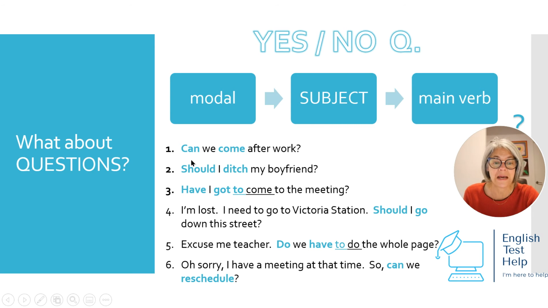Read with me. Number 1, can we come after work? 2, should I ditch my boyfriend? Number 3, have I got to come to the meeting? Number 4, I'm lost. I need to go to Victoria Station. Should I go down this street? Excuse me, teacher, do we have to do the whole page? And number 6, oh, sorry, I have a meeting at that time, so can we reschedule?